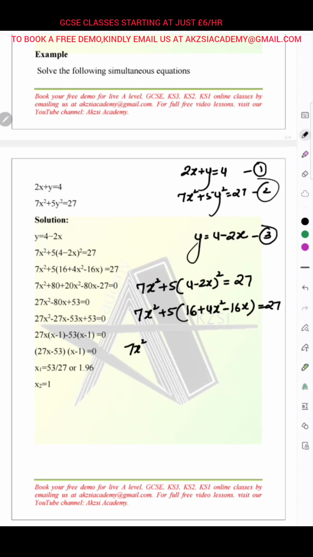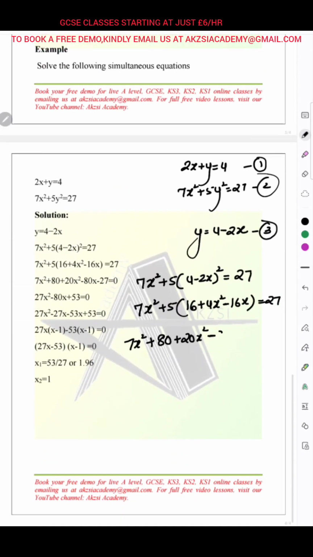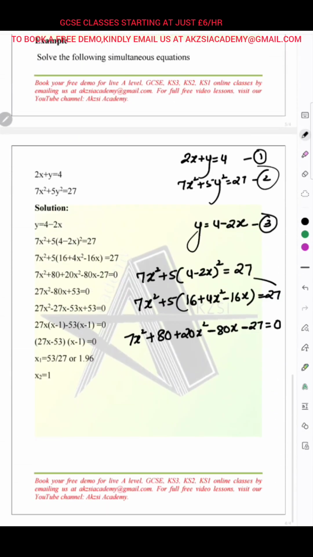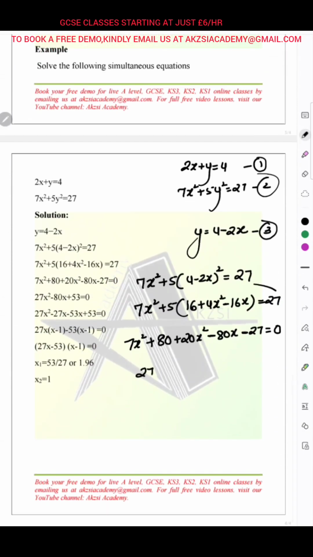Then 7x squared plus 80 plus 20x squared minus 80x, and bring 27 onto the left hand side, so minus 27 equals 0. That will finally give me 27x squared minus 80x, and 80 minus 27 is 53, so plus 53 equals 0.